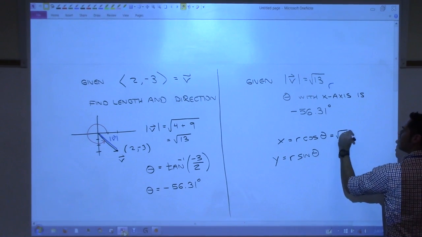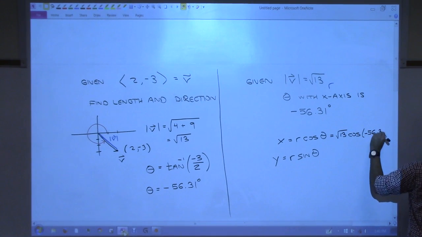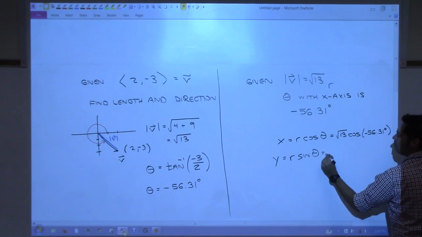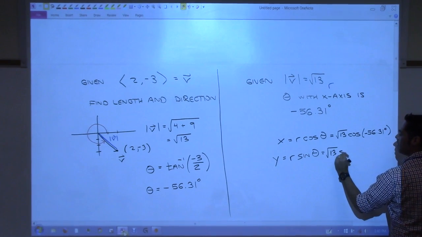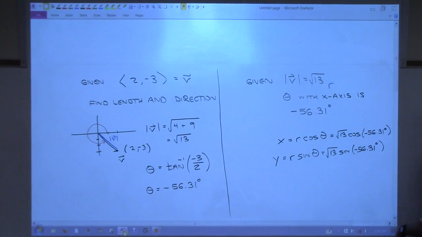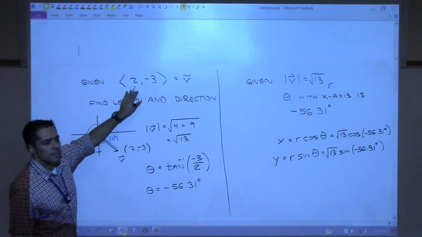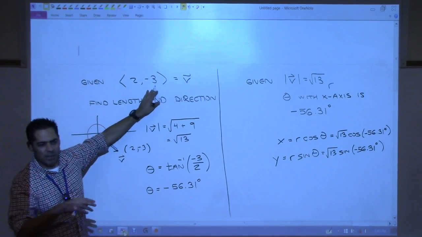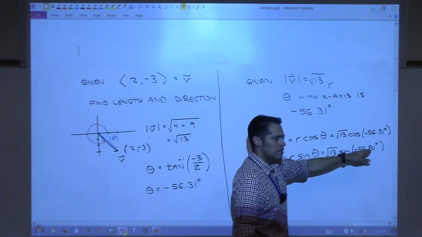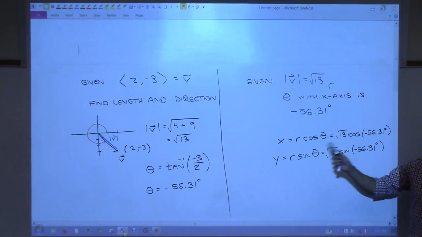So this would be root 13 times cosine of negative 56.31 degrees. This one would be root 13 sine of negative 56.31 degrees. And you just get in your calculator and type those out. And you'll get something very close to 2 for the x and very, very close to negative 3. It's going to be off a little bit because we rounded right here. Make sense? You understand how to go both ways?